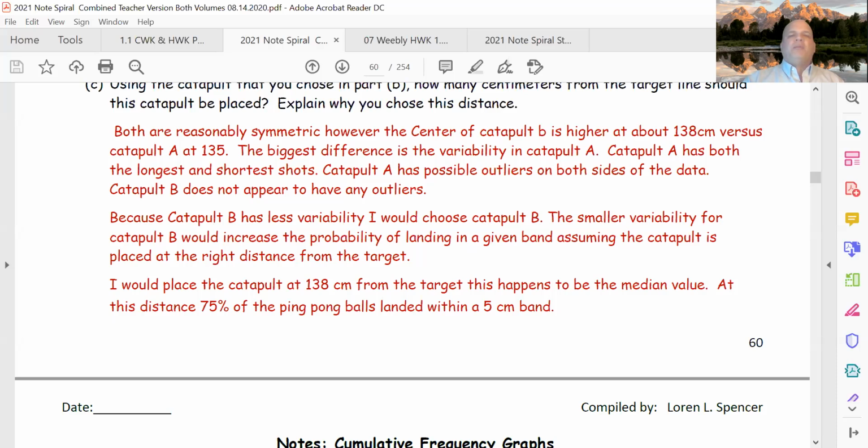However, the center of catapult B is higher at about 138 centimeters versus catapult A at 135, 136. Either one's close enough. The biggest difference is the variability in catapult A, or in other words, the spread, if you're more comfortable with that. In catapult A.